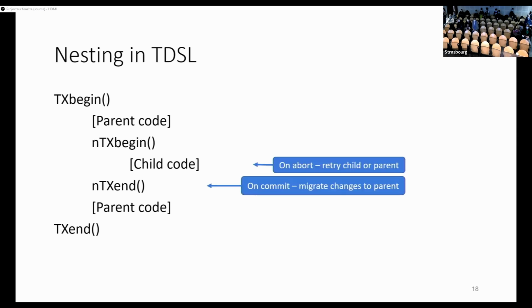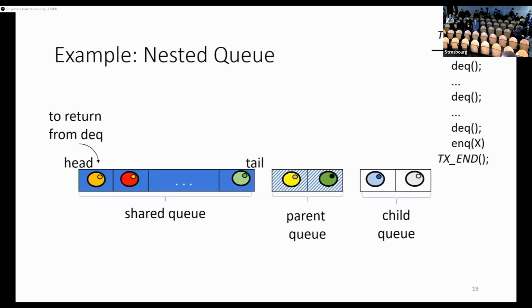But within the nested part, we do something else upon abort. If the nested part aborts, we ask whether we can retry only the child transaction and not everything we did before. Therefore, we can save things that happened prior to the child transaction. And when the child commits, it does not update the shared state, but only the parent's local state. We migrate what we did over there. So this is the basic scheme.